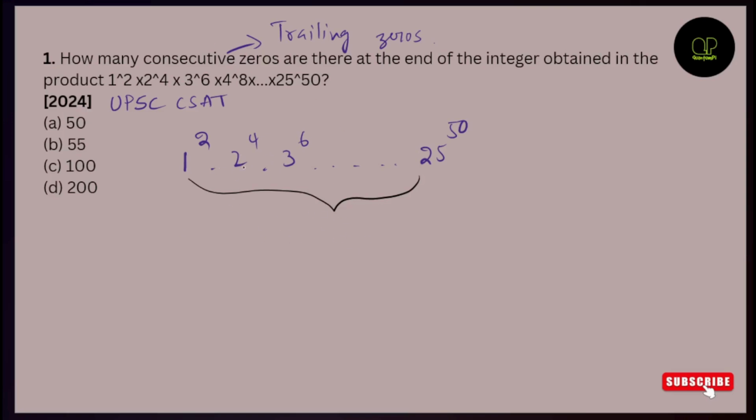Let us check where all we have 5s. In 1 square, no 5; 2, 3, 4, no. And 5, we have a 5 here: 5 power 10. Next we have 10 power 20 as well. Then 15 power 30, 20 power 40, and 25 power 50. So these are all the numbers which have 5 in them.